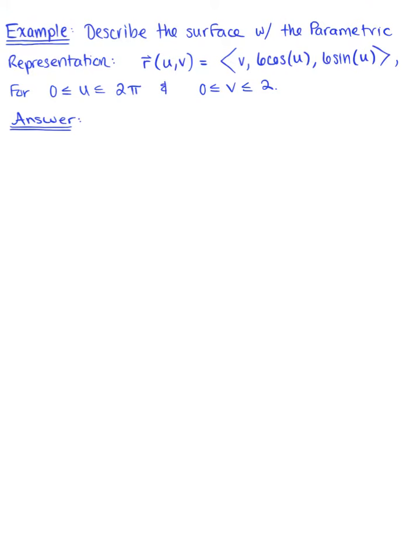Describe the surface with the following parametric description. So the first thing I'm going to do here is identify the x, y, and z components for the given vector valued function in terms of u and v.